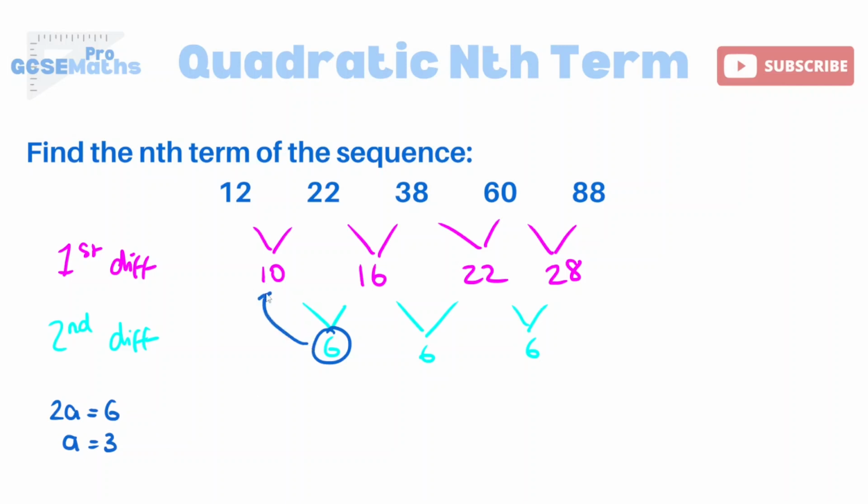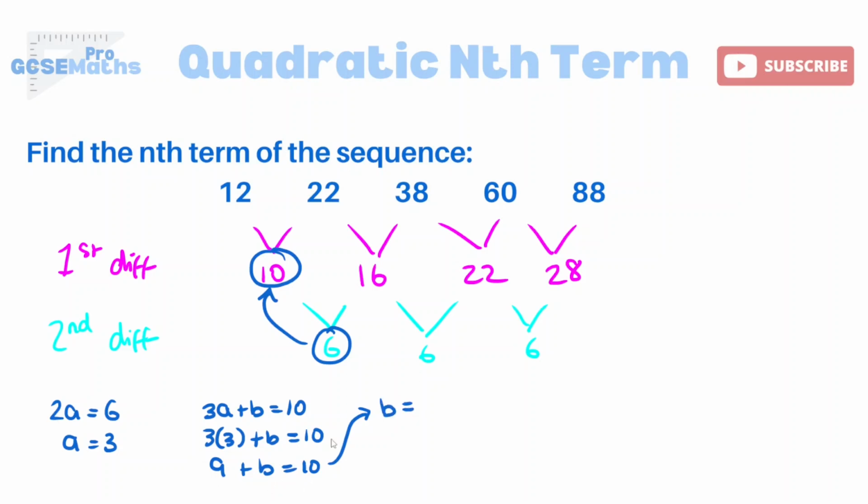Then I go up to the next one, back on the first difference, which is equal to 3a plus b, isn't it? Which is 10. Now I know that a is 3, so substitute that in. Well, 3 times 3 is 9, plus b is 10, so therefore I'd have to subtract 9, wouldn't I? I'd have to take away 9. So b is 10 minus 9, which is 1.